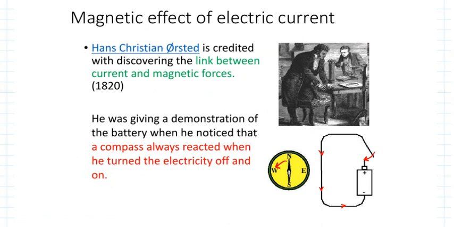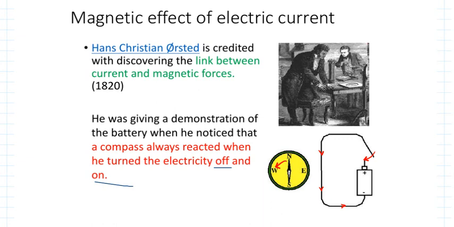The physicist Hans Christian Oersted has been credited with discovering the link between current and magnetic forces. Back in the 1820s, he was giving a demonstration of a battery when he noticed that a compass needle lying on a table was responding when he turned the electricity off or on. Besides this image, you can see that once we close the switch, the current will start passing through the wire, and the compass needle placed nearby will start deflecting.